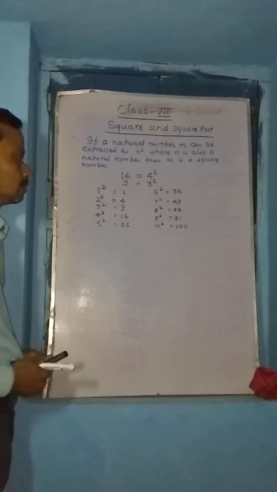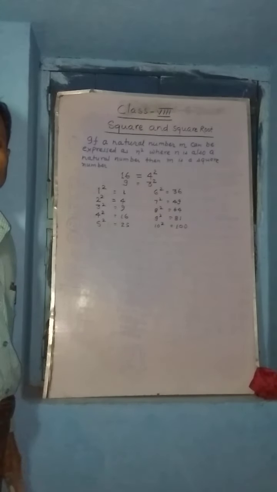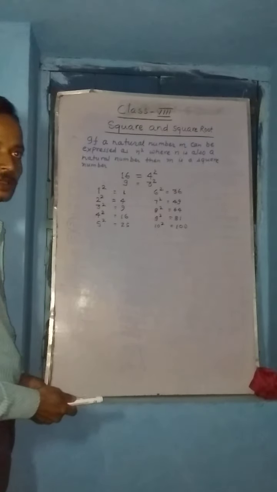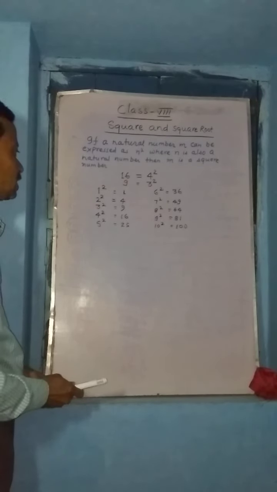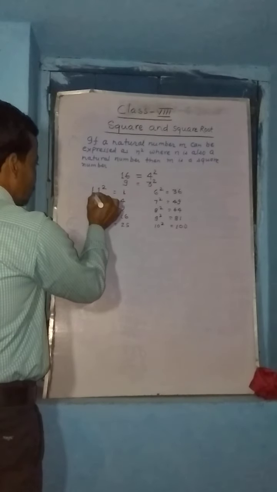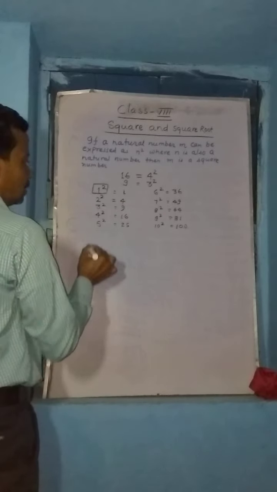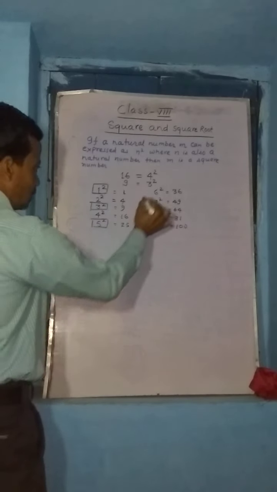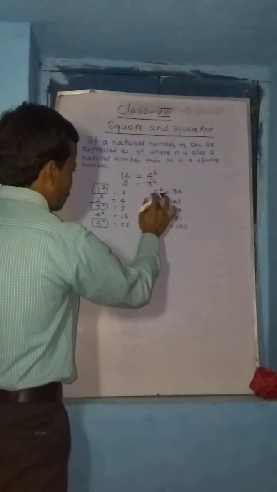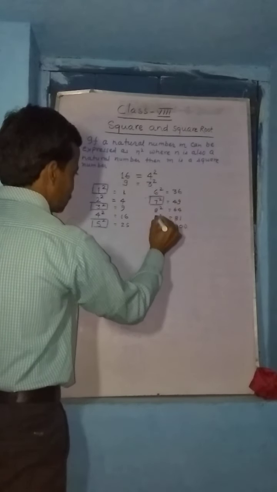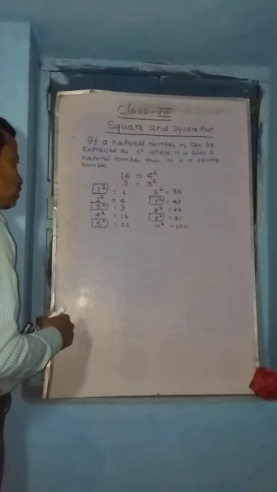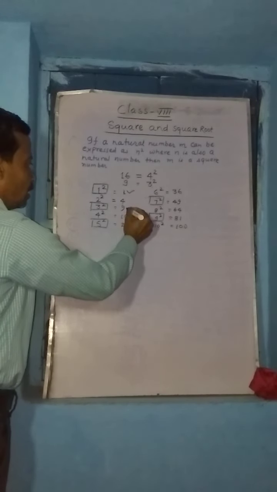These are the squares of the first 10 natural numbers, and through this pattern we shall observe some properties of a square number. So dear students, what have we observed first? First of all, we see that these are odd numbers. And we observe that a square of an odd number is also an odd number.